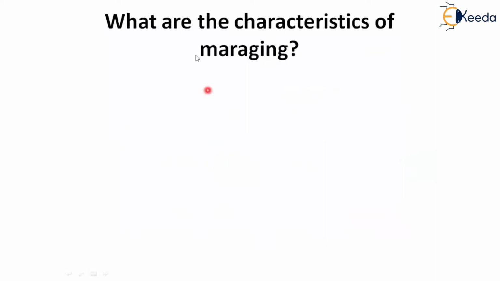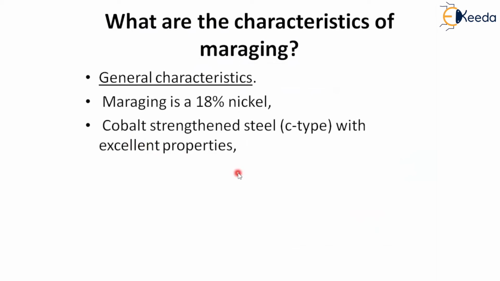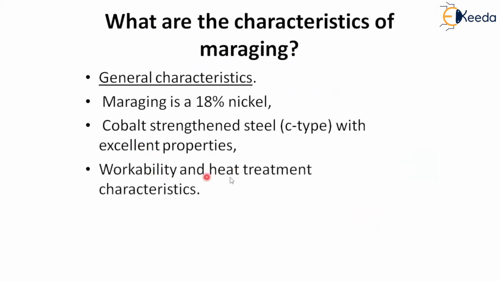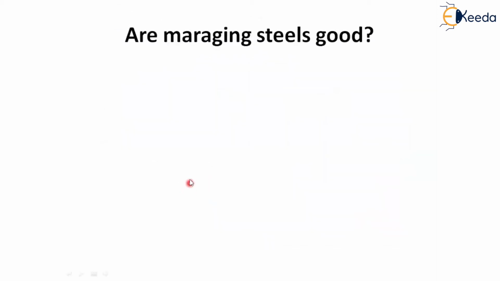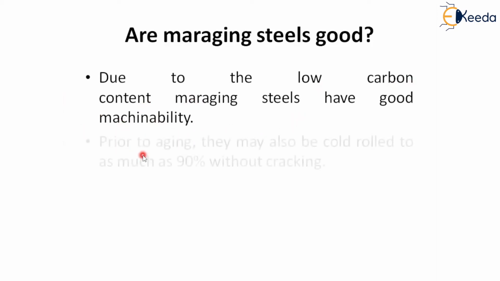Here, what are the general characteristics? It is an 18% nickel and cobalt strengthened steel, with excellent properties, and workability is improved in this particular steel with the help of this heat treatment. If you have a doubt whether these maraging steels are good, since we are saying the ductility is not going to be lost, then yes. Due to the low carbon content, maraging steels have good machinability. This is the main advantage of these steels.